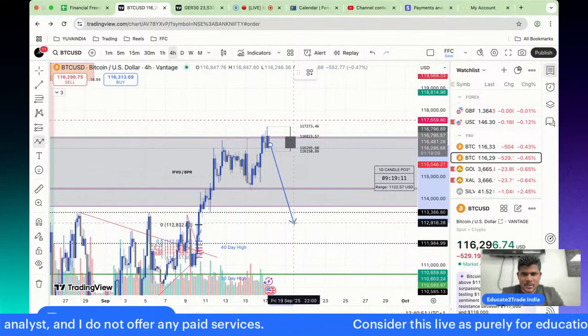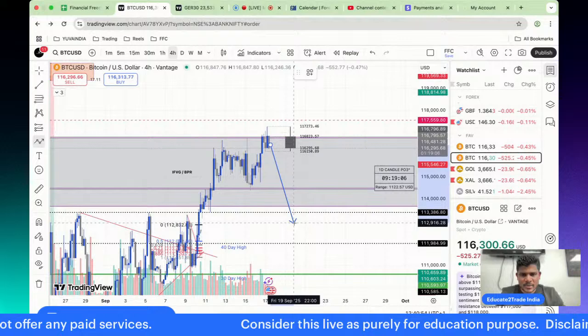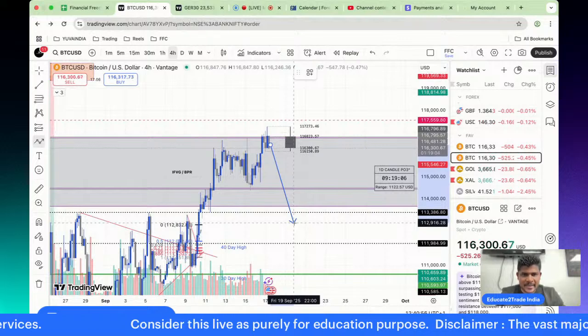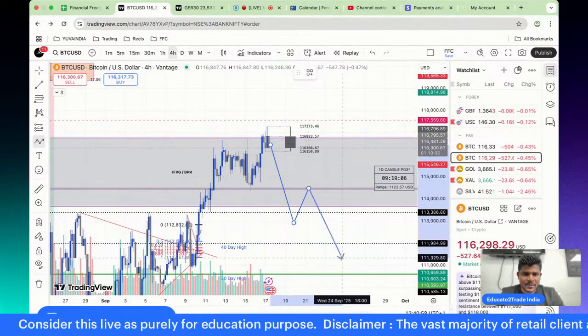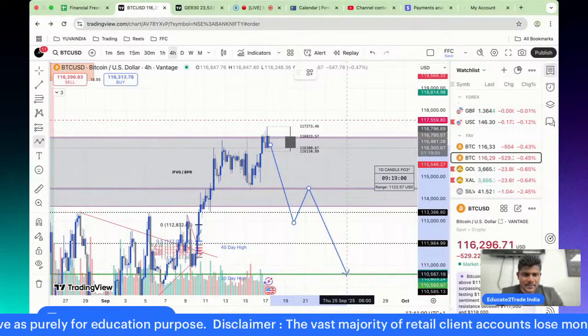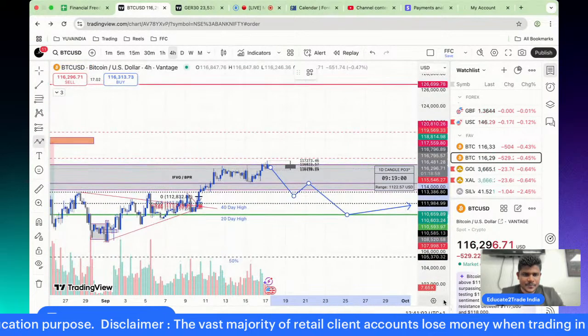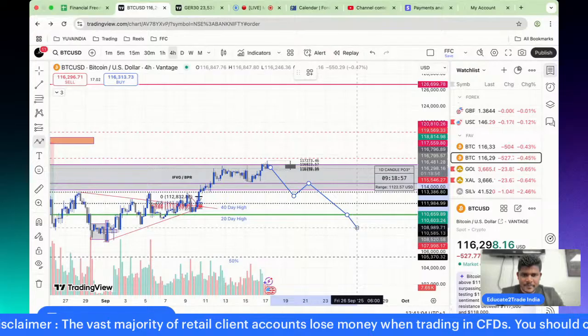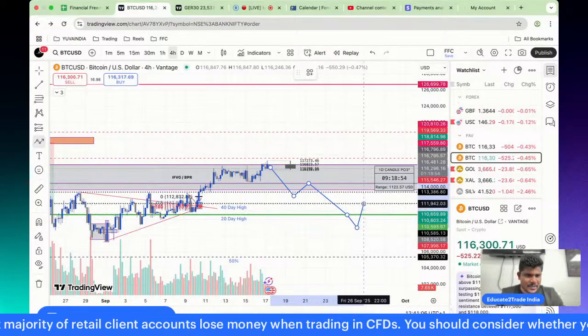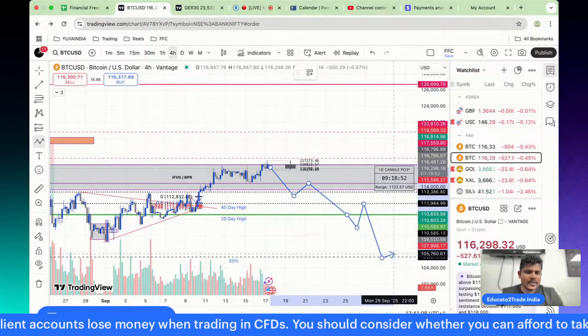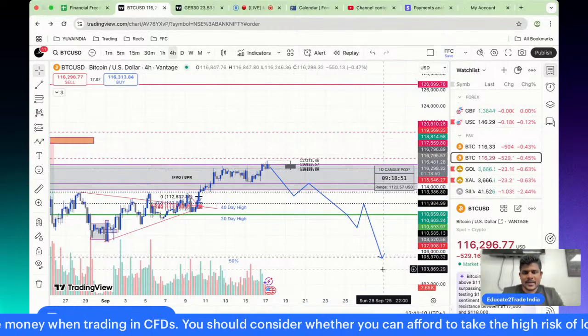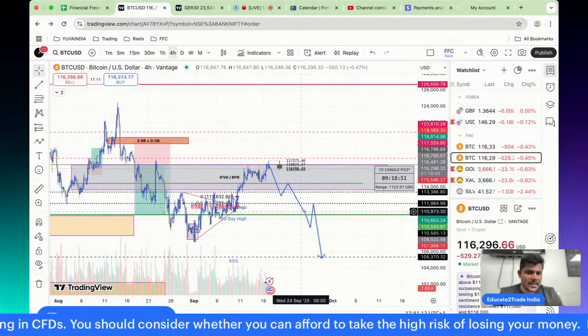Any closure on a 1 hour time frame below 113,800 is more than enough to retap this level for the first target of 110, followed by a small correction playing out here, and then the next target is going to be 105. So this is scenario number one.